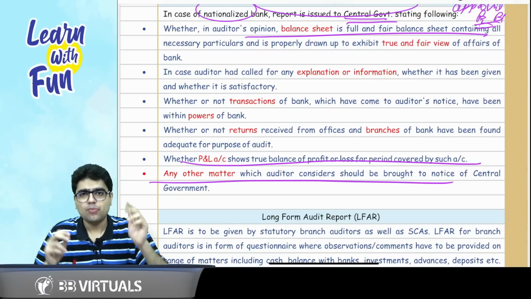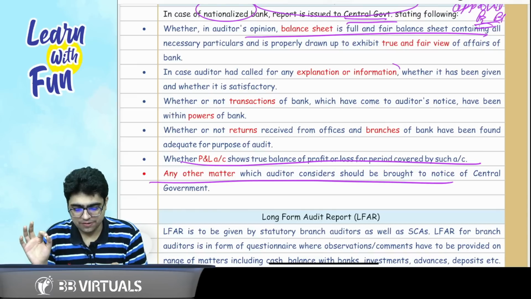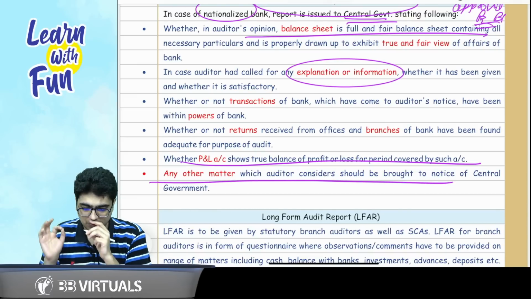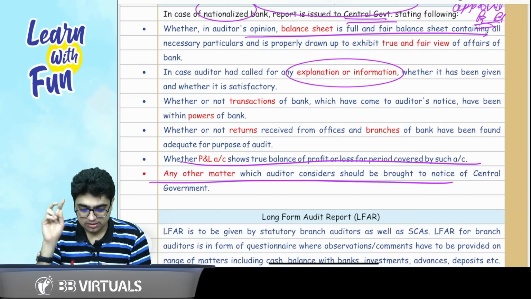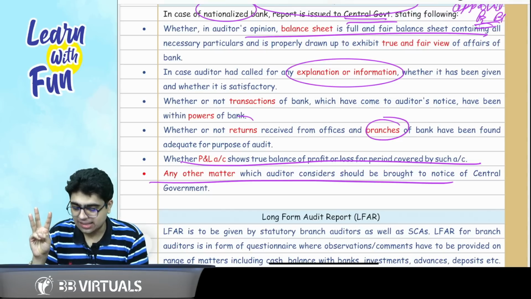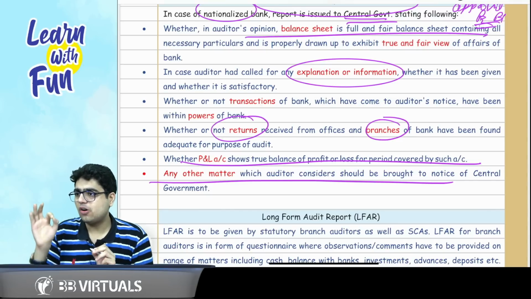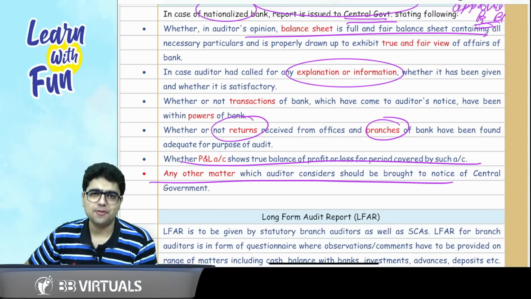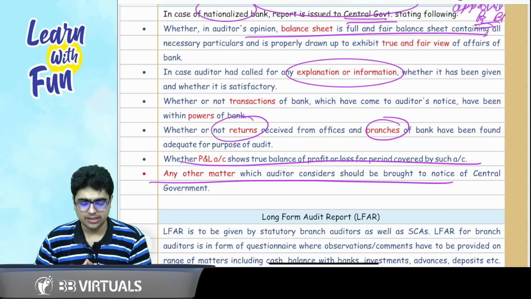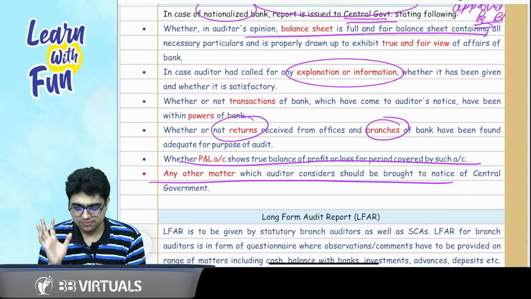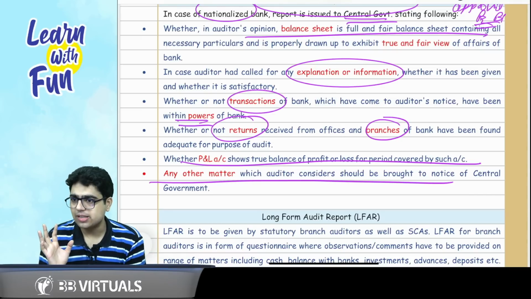Second point, whether proper information and explanation has been obtained by the auditor. Third, branches and the returns received from them: whether or not returns from the offices and branches have been received for the branches not visited by them. And the last point is whether the transactions done by the bank were within the powers of the bank.